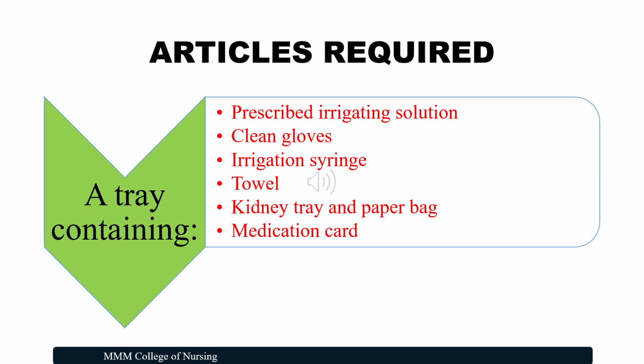So the articles required for eye irrigation are a clean tray containing the prescribed eye irrigating solution. That is, whatever solution is needed, that solution we can use. It can be either normal saline or any other irrigating solution. Next, a pair of clean gloves, an irrigating syringe, a towel, a kidney tray or a paper bag, and the medication card.